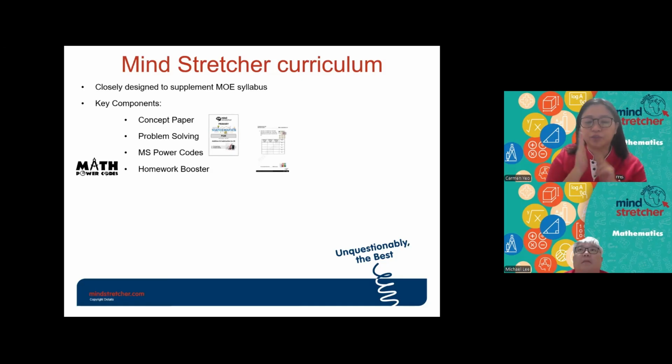And then number 3, we have the MS Power Codes. MS Power Codes will be problem solving heuristics, some problem solving techniques such as working backwards. It could be making a systematic list. It could be even part whole model, drawing a model. It could be comparison model. These are examples of some of the heuristics we teach at primary 1 and primary 2, which is built up for them in primary 3 and primary 4.